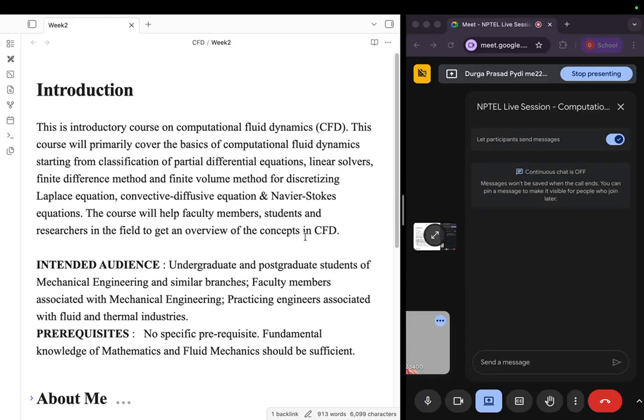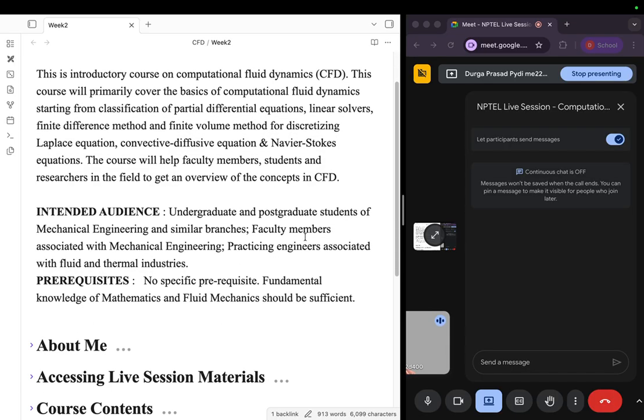Yeah, good evening all. So in the meantime, till the other students join, just to give an introduction of this course: this course is essentially Computational Fluid Dynamics of Incompressible Flows. So we will discuss finite difference and finite volume methods to solve the Navier-Stokes equations. Intended audience are generally undergraduate and postgraduate students and faculty members as well.